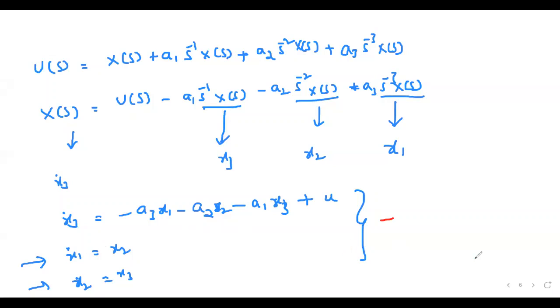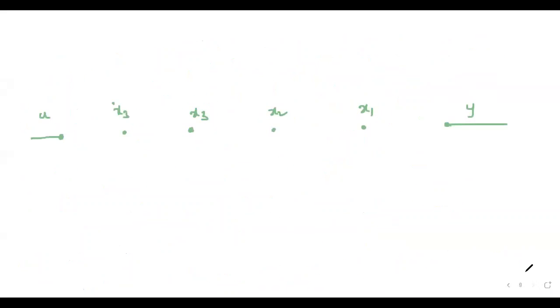X2 is equal to x1 dot. X3 is equal to x2 dot. That means in between we'll have 1 by s. This is x1 dot. When you integrate it, you will get x1. Similarly from this to this, x2 dot gives x2, so I integrate it to get x2. Similarly here also, integrate 1 by s, so x3 dot will become x3. Okay, this relation is done.